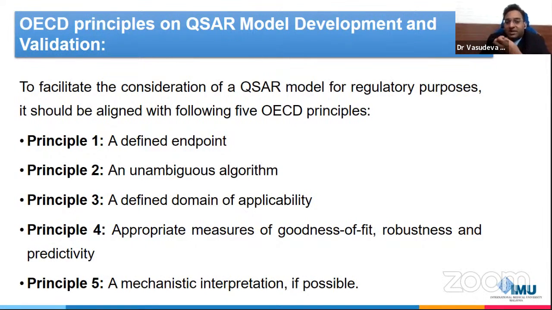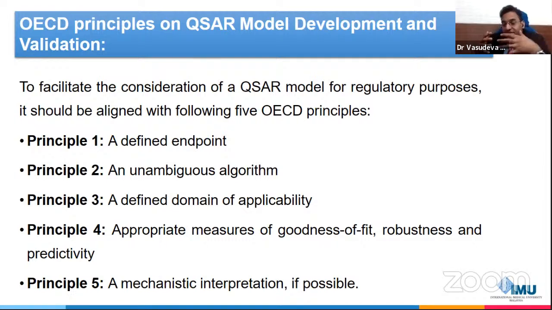And principle 3, a defined domain of applicability. As I mentioned, the domain of applicability is one of the most important as well. Then appropriate measures of goodness of fit, robustness, and predictivity, almost the same as analytical method validation. Here also there is goodness of fit, linearity, robustness across multiple types of software, and predictability. What is the range in which these compounds can be identified? All those things. And mechanistic information, if it is possible. If mechanistic interpretation is not possible, it's okay. Still, it can be considered because it is just optional.